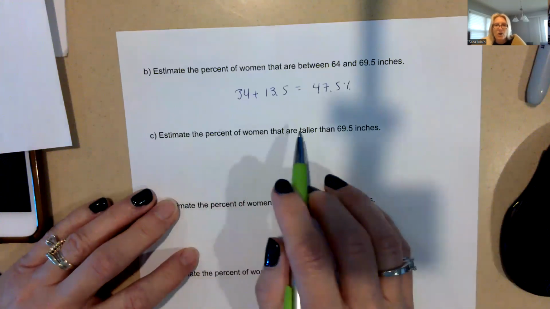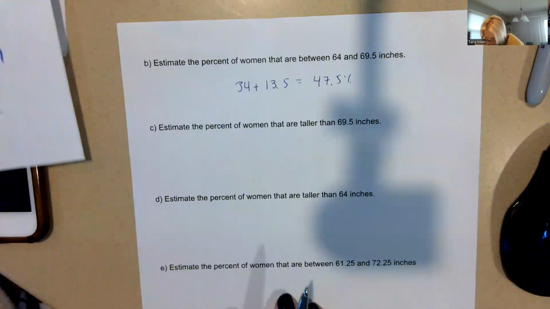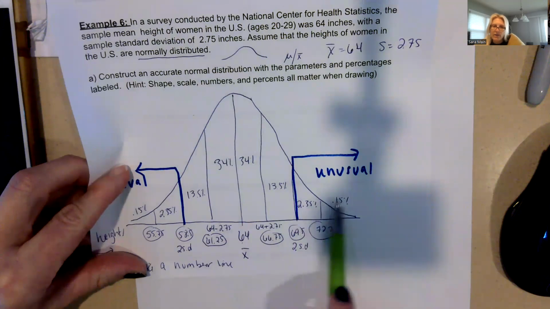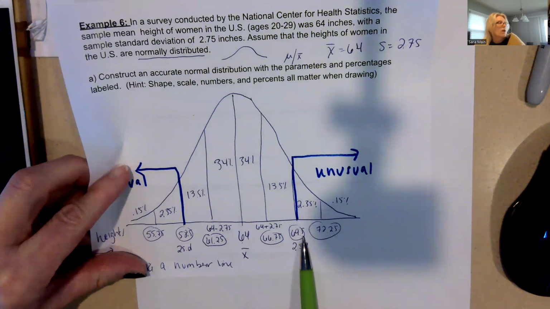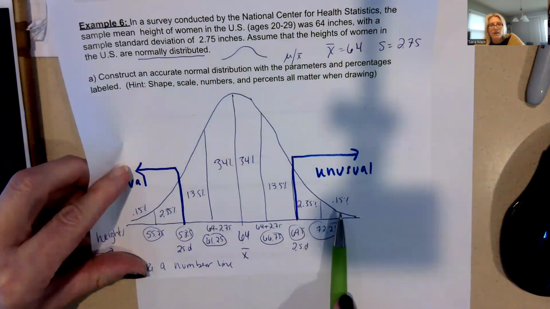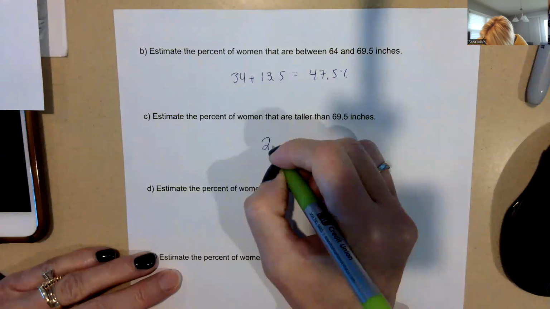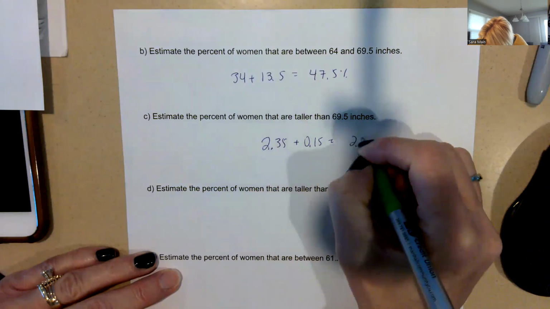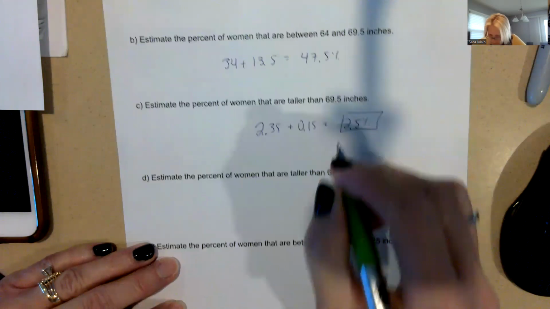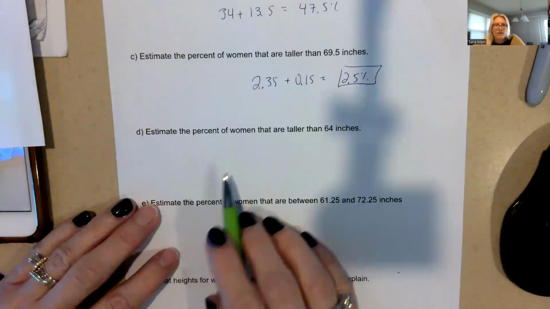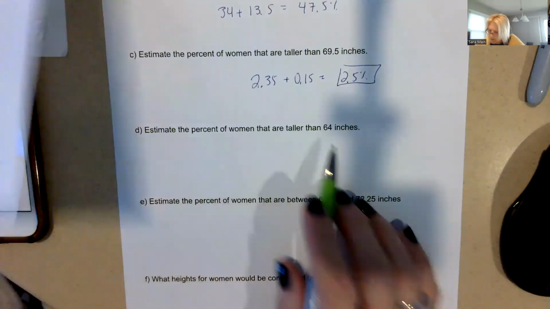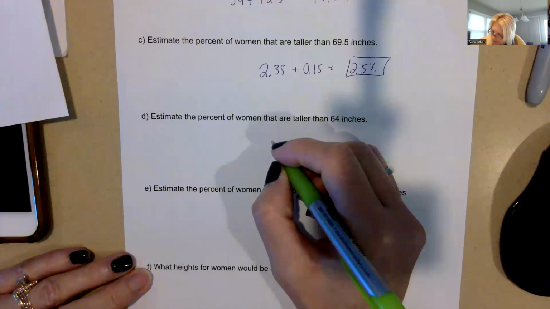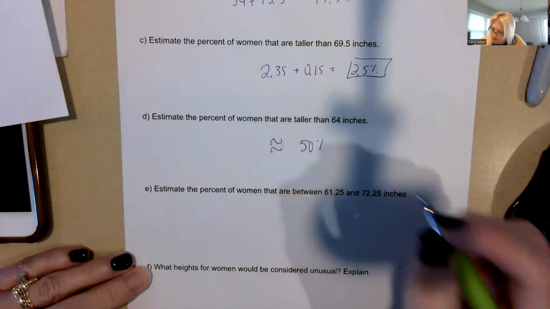Estimate the percent of women that are taller than 69.5. So I'm going to go to 69.5, and these are markings, like breakpoints. Everything to the right is somebody taller than 69.5 inches. 2.35%, 0.15. So 2.35 plus 0.15 is 2.5% of women. Estimate the percent of women that are taller than 64. 64 is the sample average, so it should be 50%, approximately. We're going to use our approximately symbol, 50%.